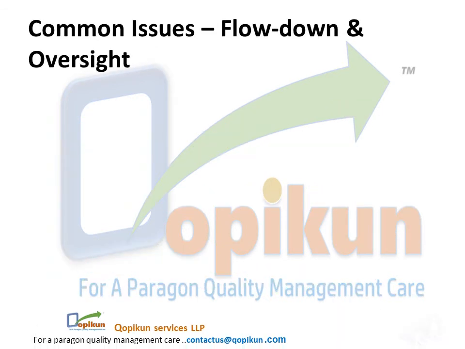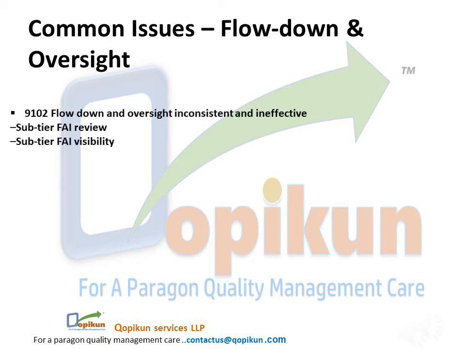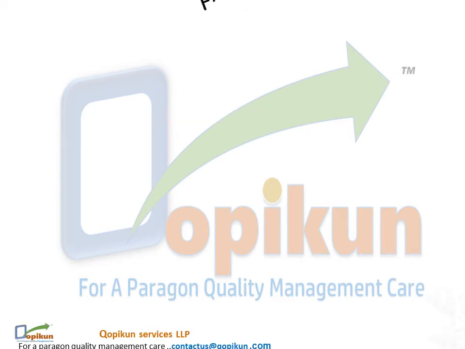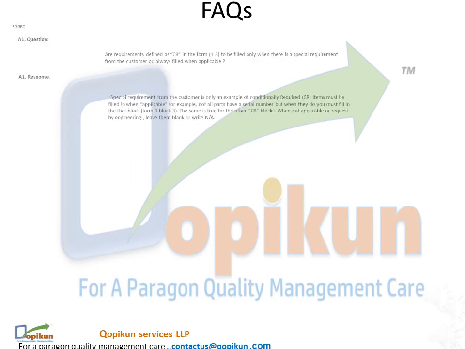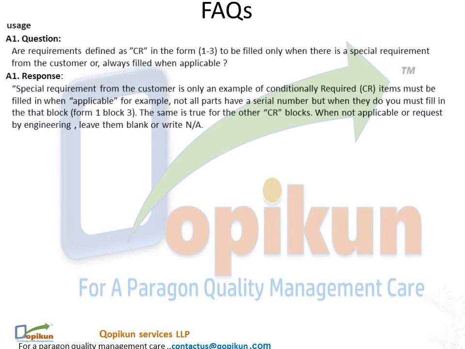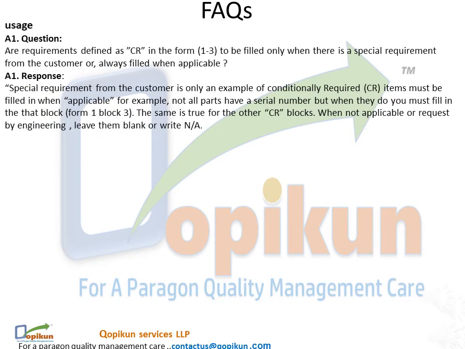Common issues, flow down and oversight. 9102 flow down and oversight inconsistent and ineffective. Sub-tier FAI review. Sub-tier FAI visibility. FAQs. Usage. A1 question: Are requirements defined as CR in the Form 1.3 to be filled only when there is a special requirement from the customer or always filled when applicable?